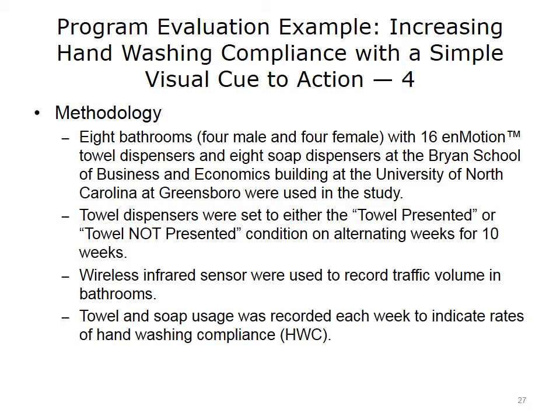Well, they used 8 bathrooms at the Bryan School of Business in North Carolina, 4 male and 4 female, with a total of 16 towel dispensers. In other words, 2 towel dispensers per room. And they did it in alternating weeks with the towel presented or not presented. They also tracked traffic passively. They weren't taking pictures of people in the bathroom or anything. They simply counted how often the door opened and shut to see how many people went in and out in order to get percentages on their towel dispensing, and they recorded the towel and soap usage at the end of each week.